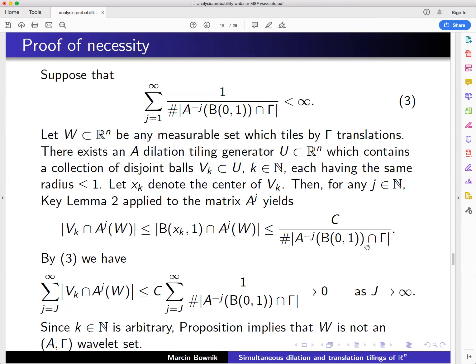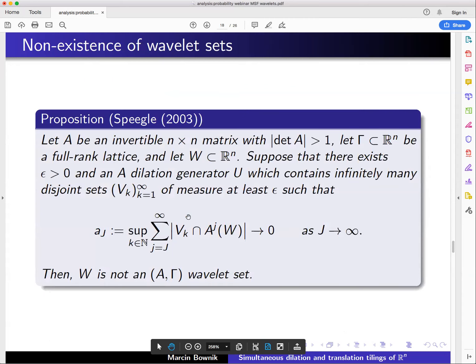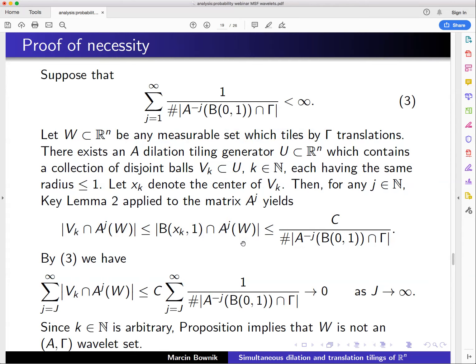Okay, so now by this condition 3, you know that this series converges. So when you look at the tail of that series, it just goes to 0, right? I mean, these are positive terms. So then that series, V_k intersecting with the A^j W, actually goes to 0 regardless of what K is. So this implies that W is not a wavelet set by the proposition that we had here, right? This was the proposition: a_j goes to 0, so it cannot be a wavelet set.